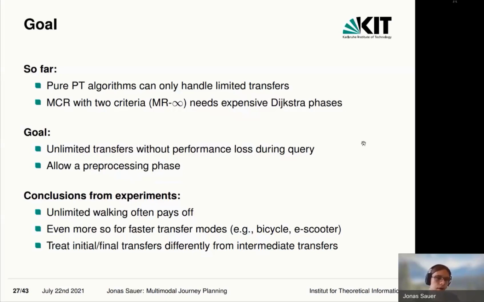Now, what are our conclusions from the experiments which we just looked at? That unlimited walking often pays off, at least for random queries. Another point that might be relevant in that regard is that if we come at things from an algorithmic perspective, we're usually not satisfied with saying, okay, we might not answer every query correctly, but we answer realistic queries reasonably well. So we do get worse travel times on some queries, but on most realistic queries, we're doing fine.